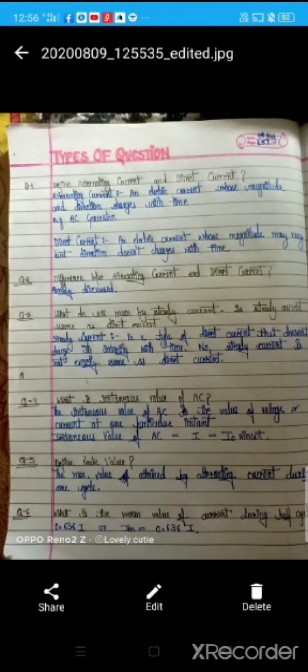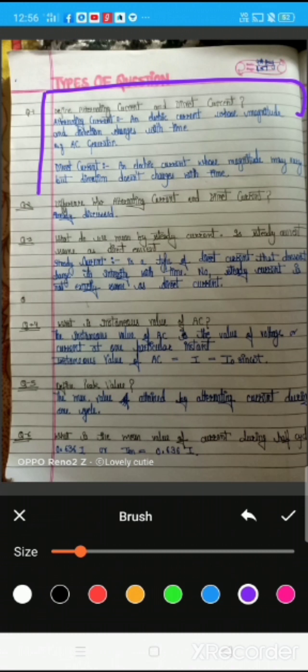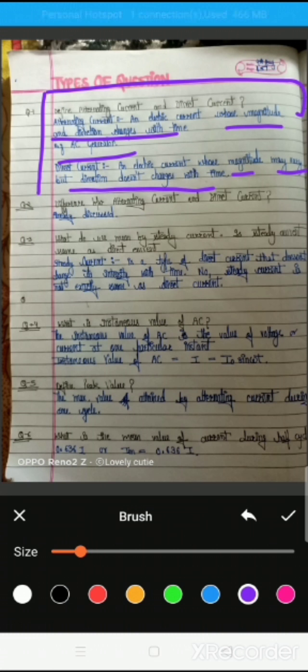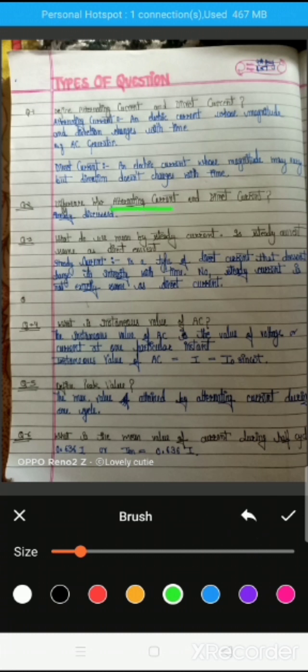Now the types of questions which arise from this topic. First question: define alternating current and direct current. Alternating current is an electric current whose magnitude and direction change with time. Example, AC generator. Direct current is an electric current whose magnitude may vary, but direction doesn't change with time. Example, a cell. Second question: difference between alternating current and direct current, already discussed in the previous video.